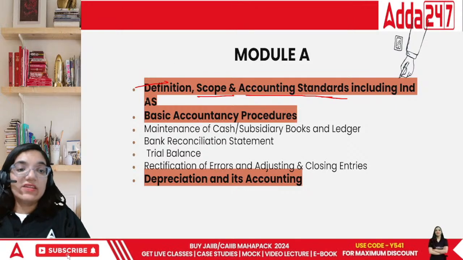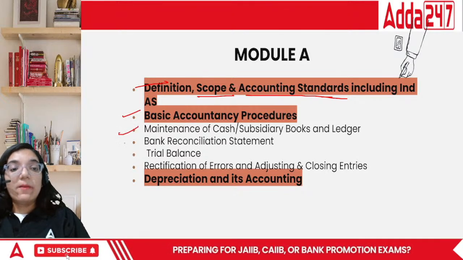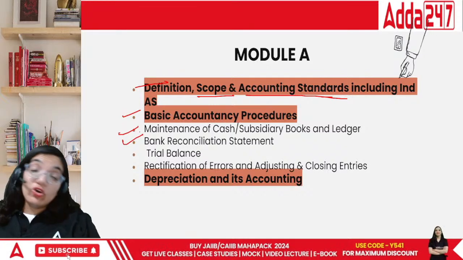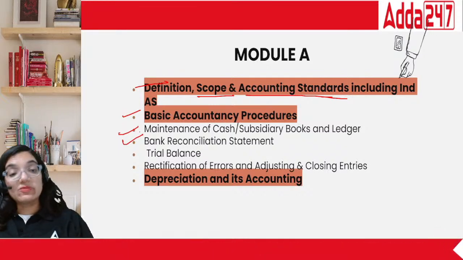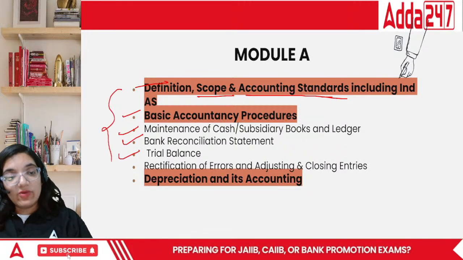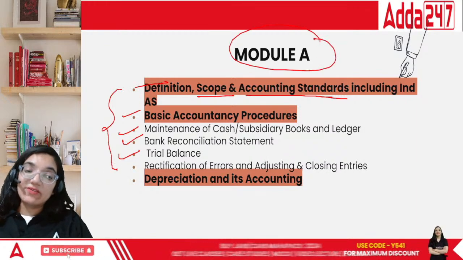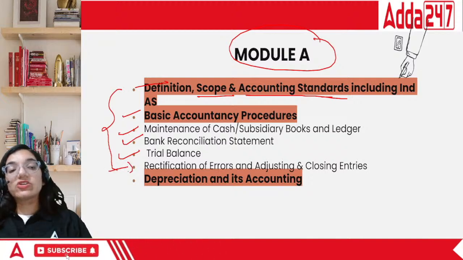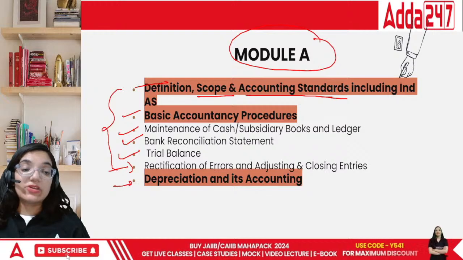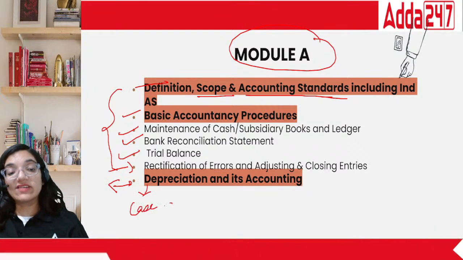That means basic accounting procedures, maintenance of the cash ledgers, bank reconciliation statement when your books of accounts are not matching with the passbook. Trial balance. This is basically a sequence. You have to do all these chapters in sequence only. You have to start from module A itself. Then you have to do rectification. To err is human. So how do they correct those errors? Then depreciation, a very important chapter, always asked in the examination, that too in the form of a case study.